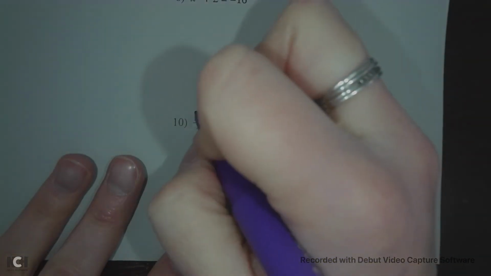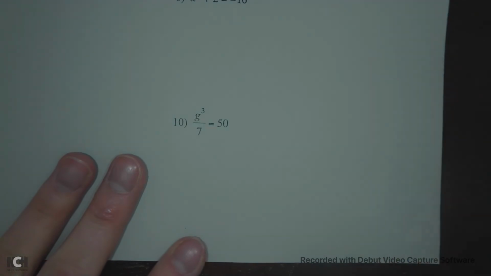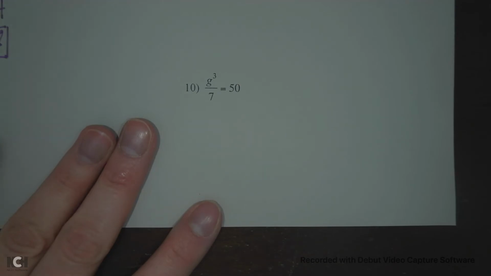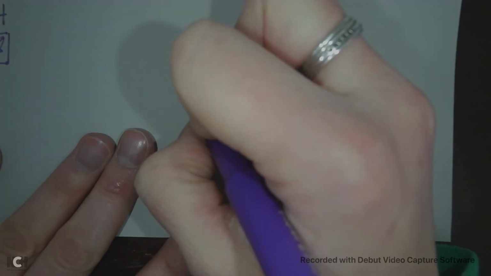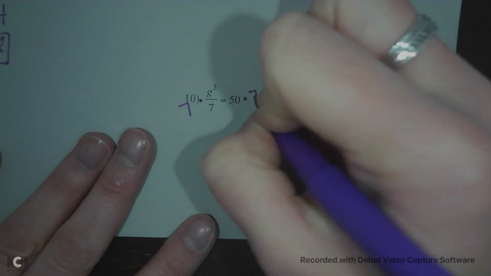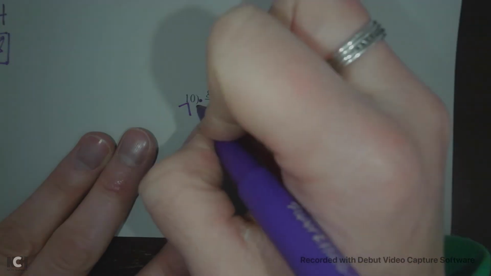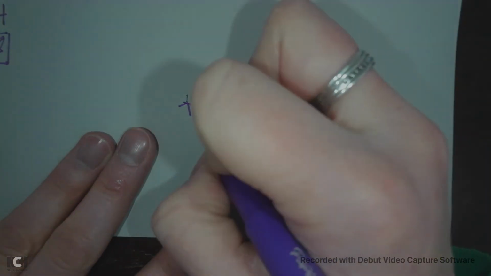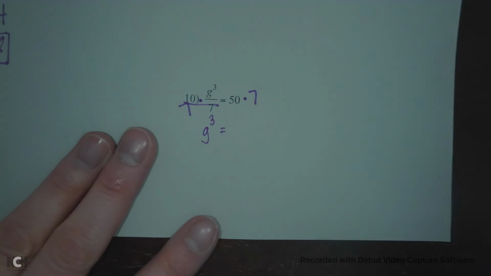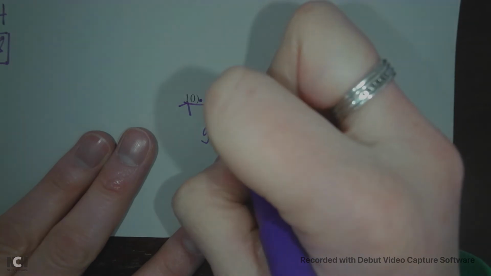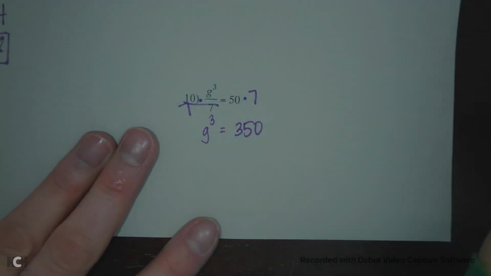So this one is getting divided by 7. Okay, so the first thing we're going to do is multiply each side by 7 to get our variable by itself. So then g cubed is by itself, and 50 times 7 is 350. So g cubed equals 350, or g to the 3rd power.